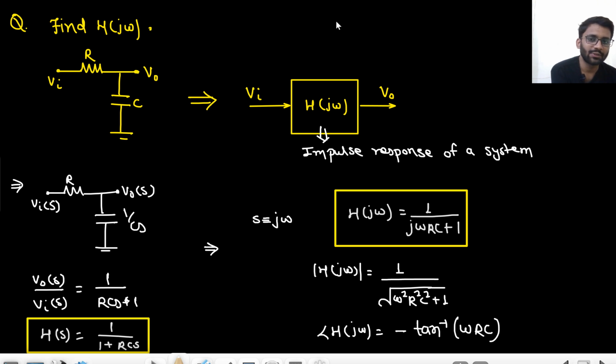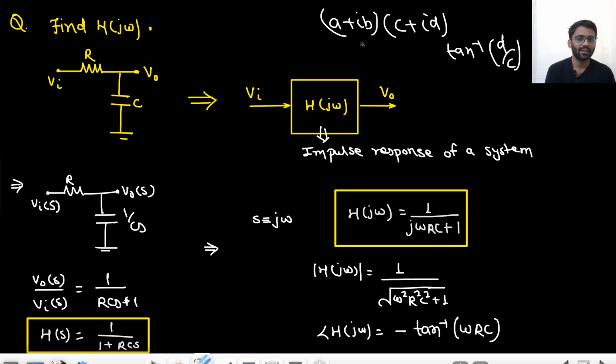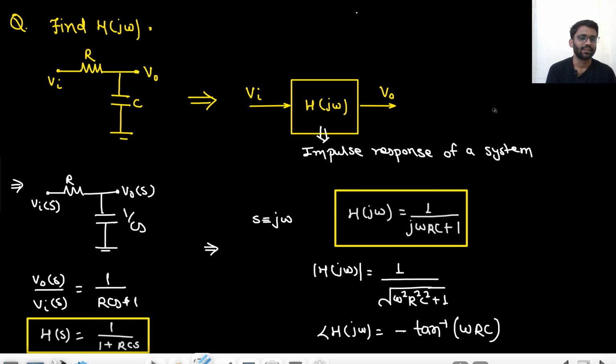In multiplication, let's assume I am writing (a + ib) into (c + id), and I told you to write the angle. What you can do is write this angle, tan inverse b by a. In multiplication, angles are added, so plus tan inverse d by c. But in division, angles are subtracted. This is the basics only.